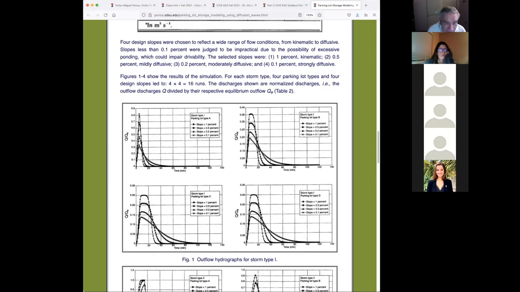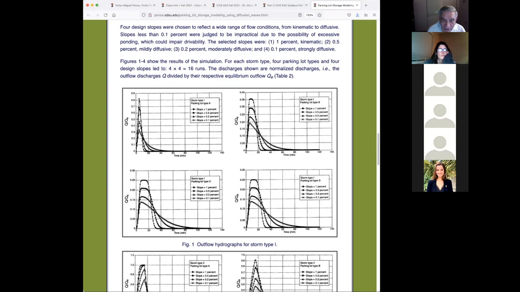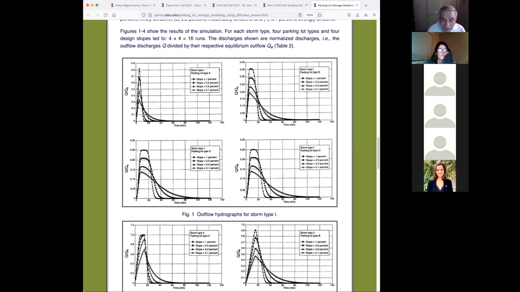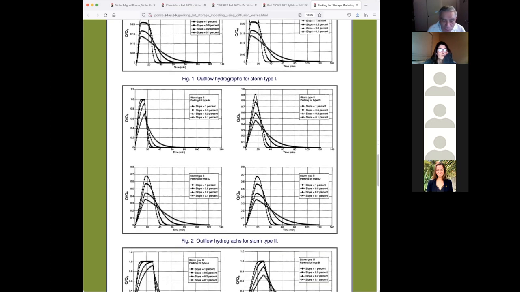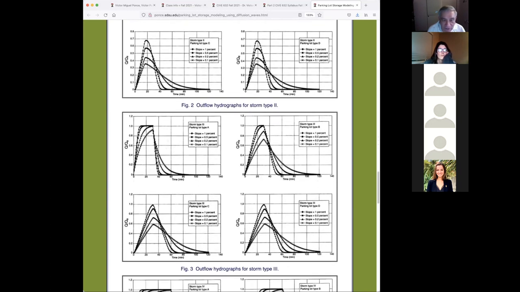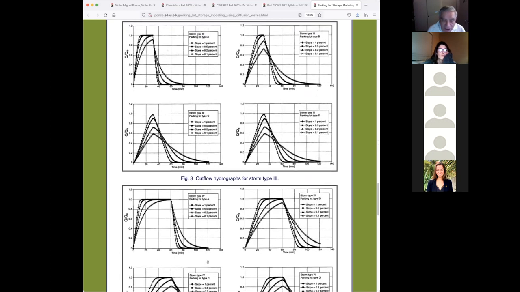We have storm type one, Q over Q sub E, that means relative dimensionless discharge, which is the way it should be plotted, by the way. And the storm type one parking lot A, B, C, and D. So that's four of them. And we have the hydrographs coming out. The second one, the same. Kind of the same. The third one, somewhat different. And the fourth one, somewhat different, because these are larger basins, you can see more volume in there.